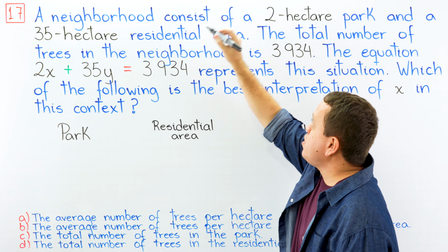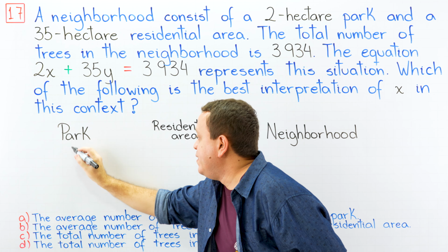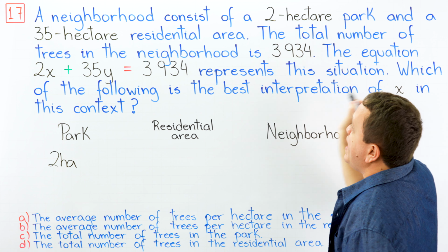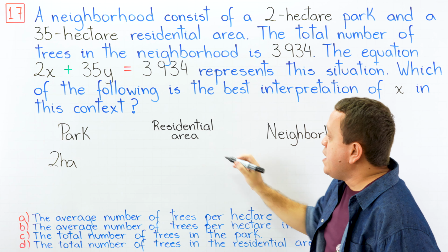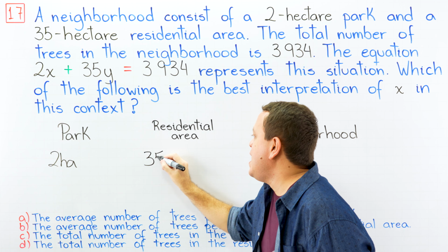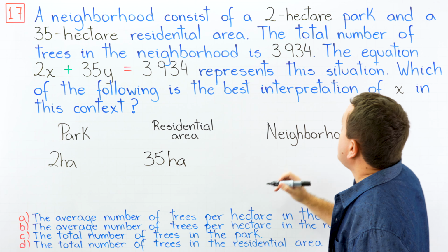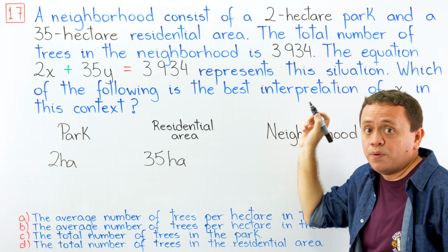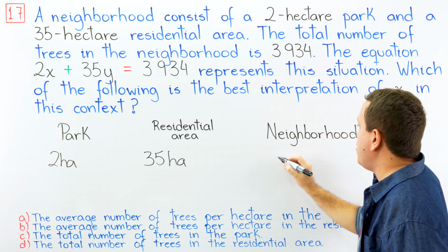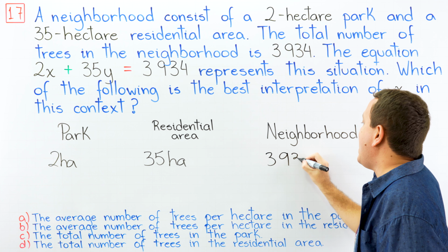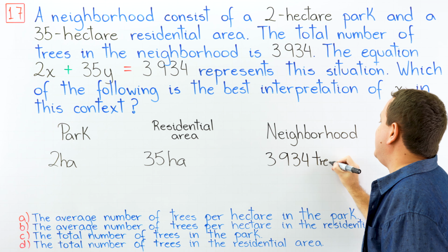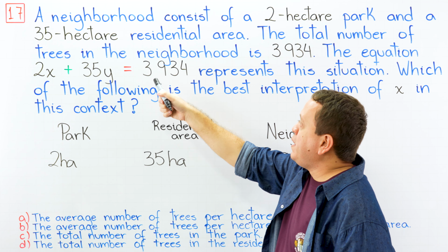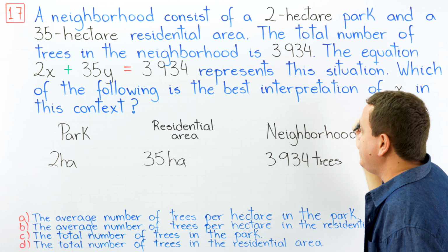Once again, a neighborhood consists of a 2-hectare park. The area of the park is 2 hectares. And then, a 35-hectare residential area. The area of this zone is 35 hectares. Then, the total number of trees in the neighborhood is 3,934 trees. The equation 2x plus 35y equals 3,934 represents this situation.